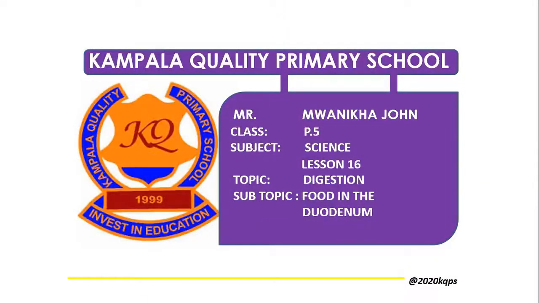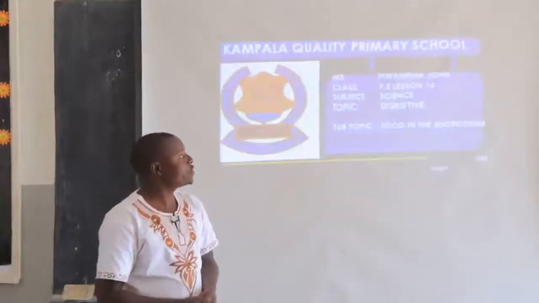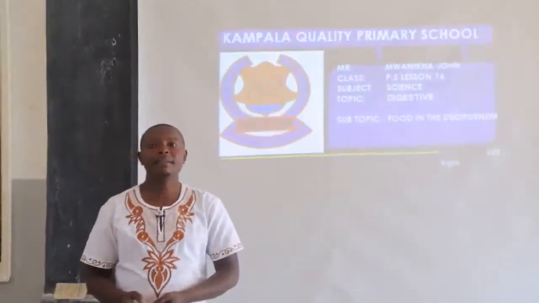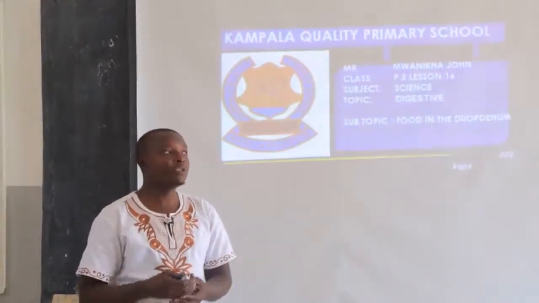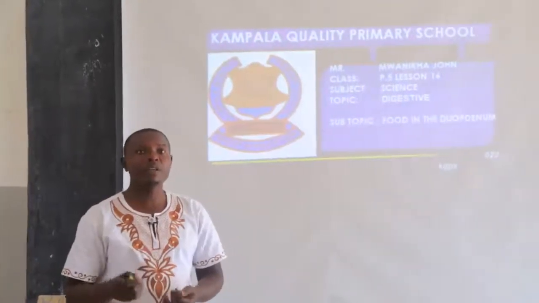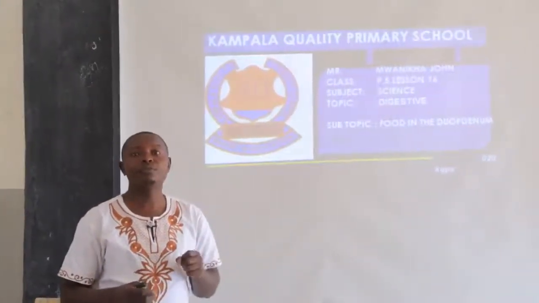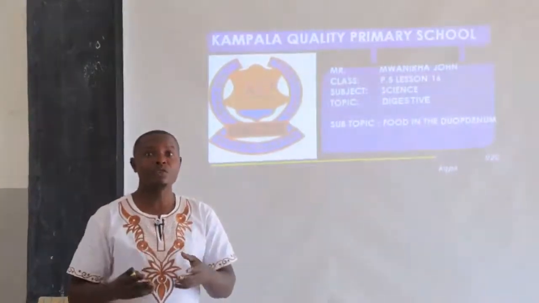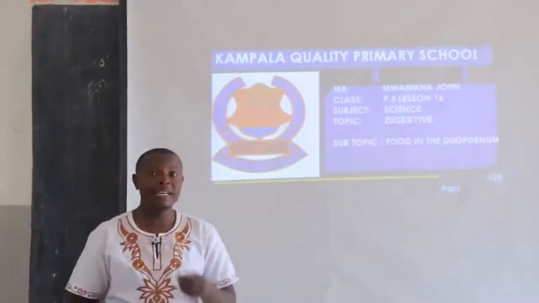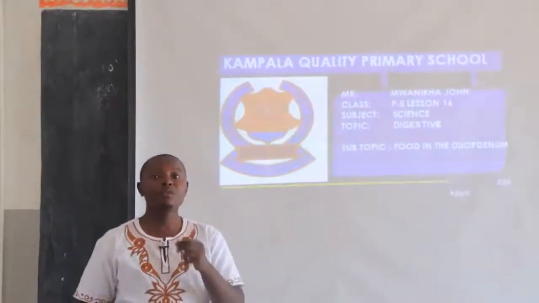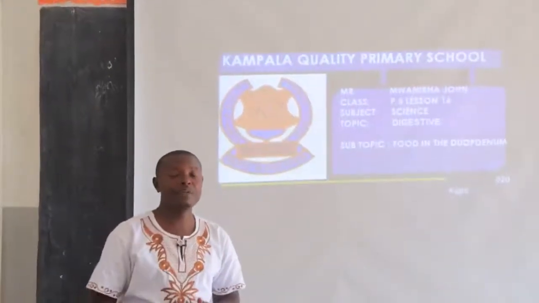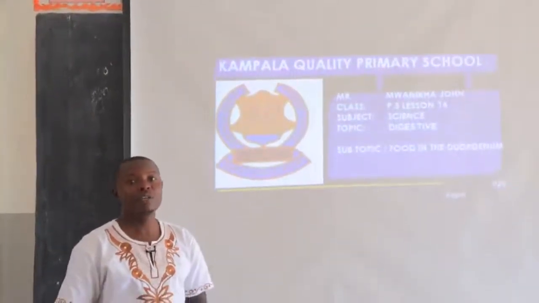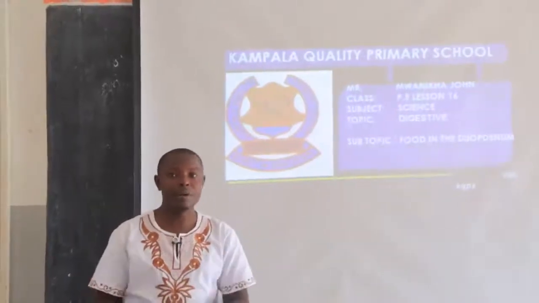I'm back again with another lesson in science, and we are still continuing with digestion of food. Last time we learned something about digestion of food in the mouth. We looked at the gullet, and we looked at food in the stomach. Today we are going to look at digestion of food in the part of the alimentary canal called the duodenum. But before that, I left you an activity. Let's see if you did that activity and check our answers.